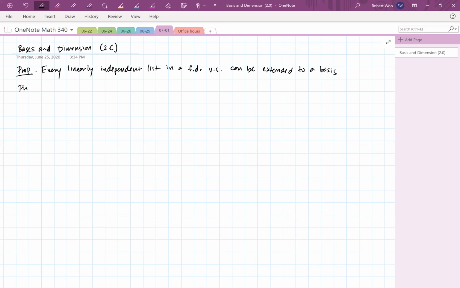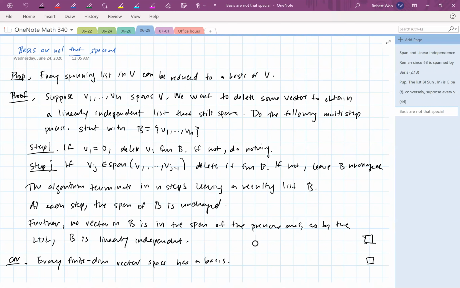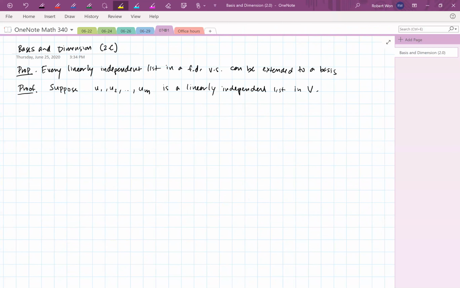Okay, let's prove this. Suppose that u1, u2, through um is a linearly independent list in a finite dimensional vector space V. Well, one corollary of the last thing that we proved last time was that every finite dimensional vector space has a basis. So we know that V has a basis, by the previous corollary. And let's just say the basis is w1 up through wn.